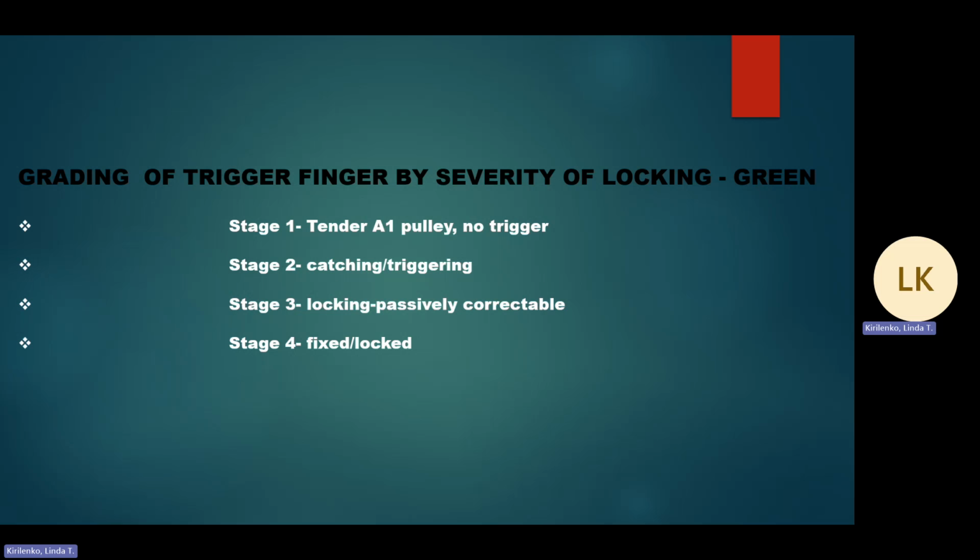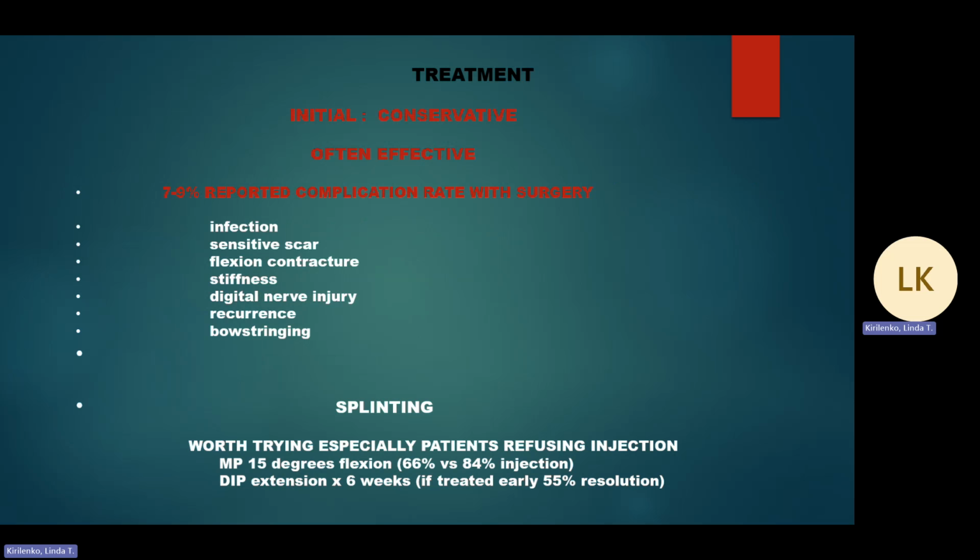Grading of triggers was described by Green, indicating a stage 1, which is just tenderness at the A1 pulley with no discrete triggering. Stage 2 is catching or triggering, but mobility remains intact. Stage 3, where the digit locks but is passively correctable. And stage 4 is where the digit is in fact locked and remains so.